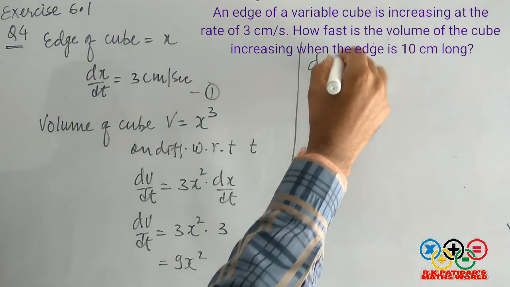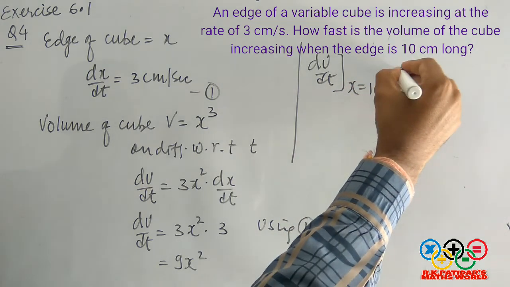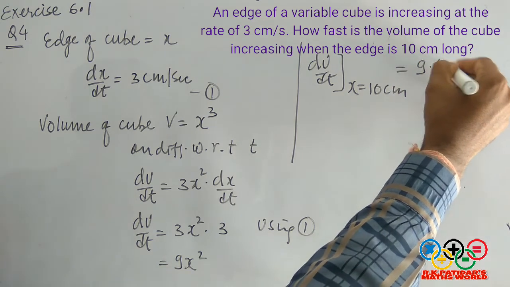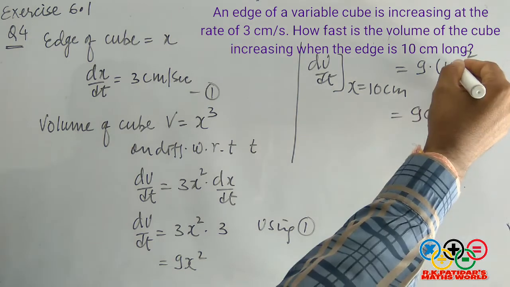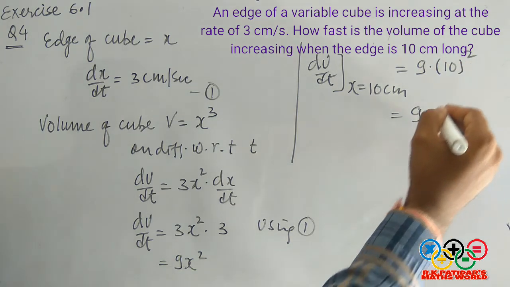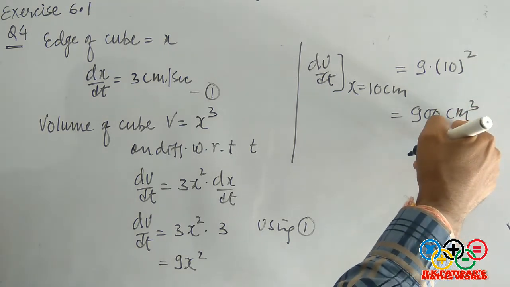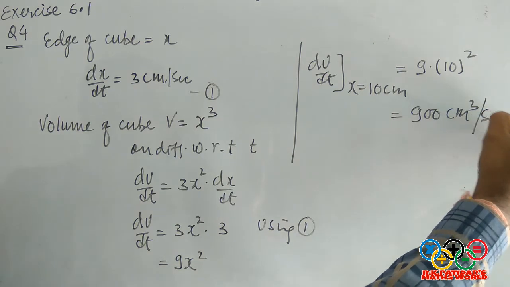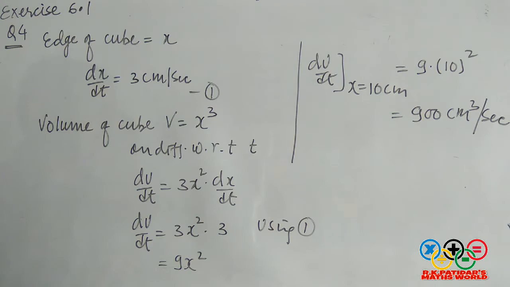dV/dt when x is equal to 10 centimeter. So we'll put here the value of x. So it is 9 into 10 square. This 10 square is 100, 100 into 9, 900. Unit of volume is centimeter cube, per time, the unit of time given here is second. So it is 900 centimeter cube per second.